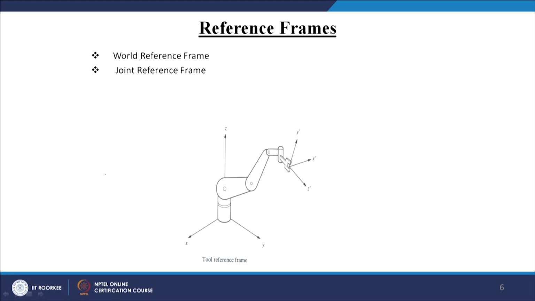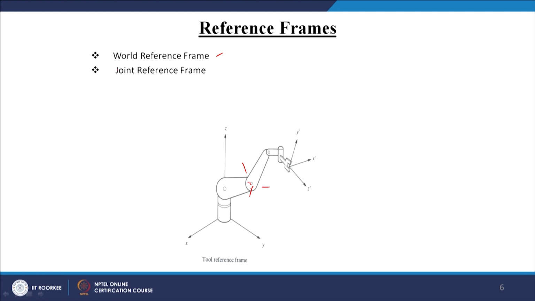To study a robot and control it, we need a reference frame. A coordinate frame has to be fixed first, and then within that coordinate frame all the movements of the robot are analyzed or controlled. Here a coordinate frame is fixed, that is a world coordinate frame, which is a fixed one, and then the joint reference frames. If you fix various coordinate frames at various joints, then they will not be stable, they will be moving.